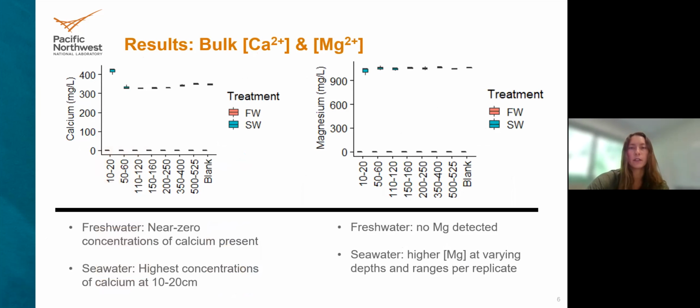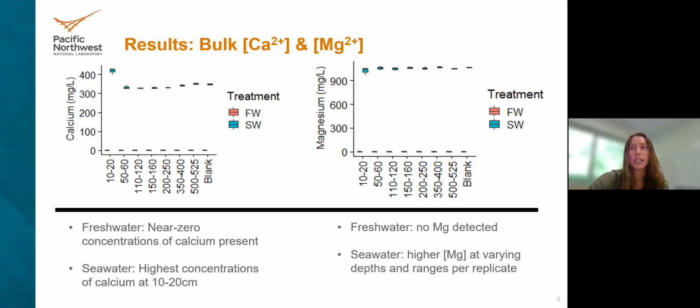So going straight into our results, we found that bulk concentrations of both calcium and magnesium were near 0 in freshwater treated soils, which are in red, and that you can see towards the bottoms of the graphs. We found that magnesium and calcium were significantly higher in the seawater treated soils, with highest concentrations occurring in the 10 to 20 centimeters range.